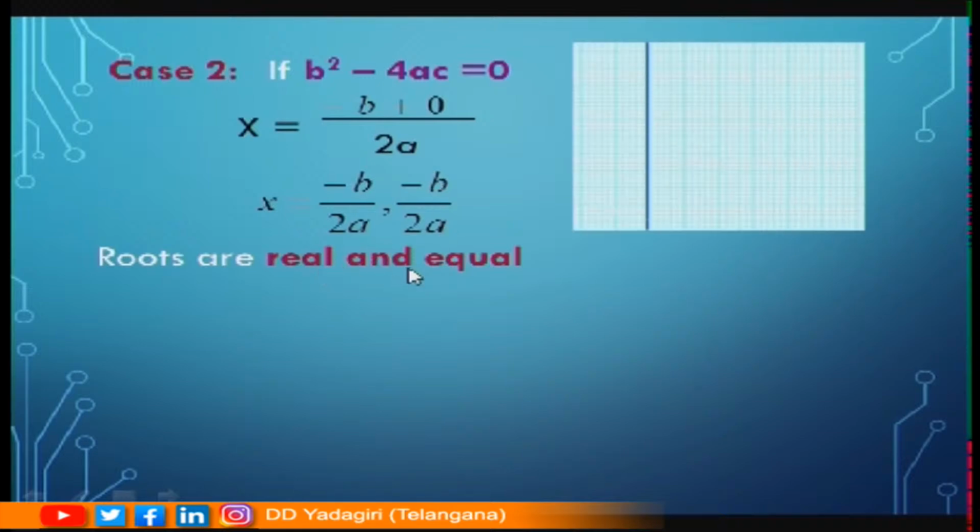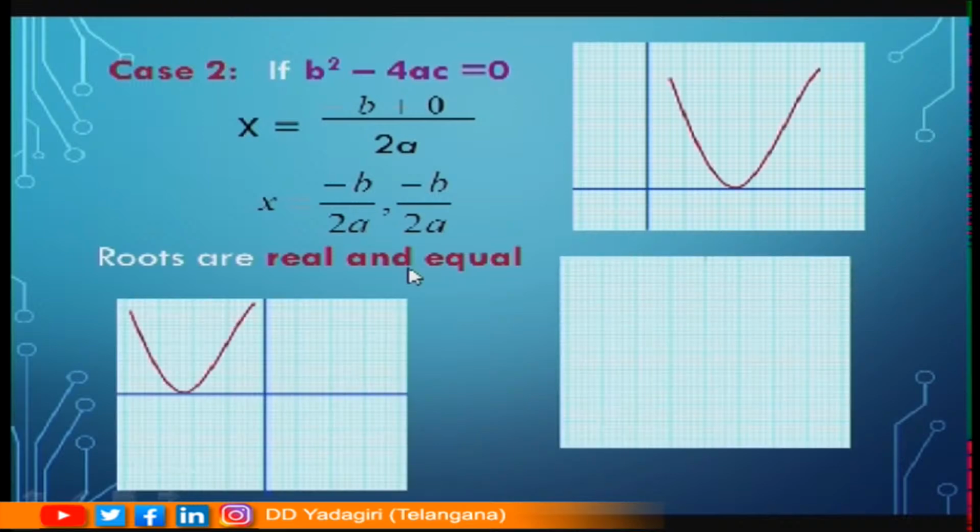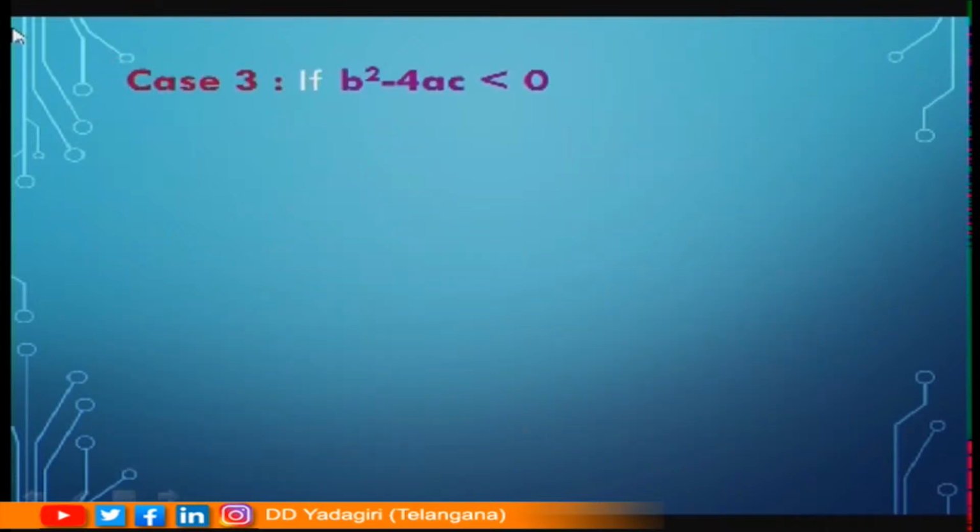And how would the graph look like? Yes, when you observe the graph, you can see that they are meeting the x axis at only one point, and that is why we are getting two equal roots. See here also you can see the curve is meeting the x axis at only one point. Now, let us look at the third case, which is b square minus 4ac is less than 0.